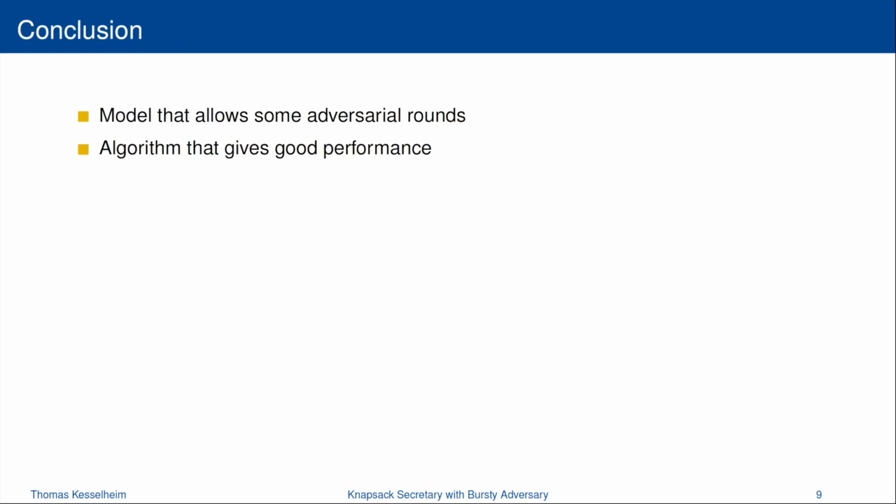To sum up this talk, what did I show you? Well, I showed you a model that allows some adversarial rounds in an otherwise random order sequence, and I also showed you an algorithm that gives you good performance for the multiple choice secretary problem in this setting, which also generalizes to the knapsack secretary problem.